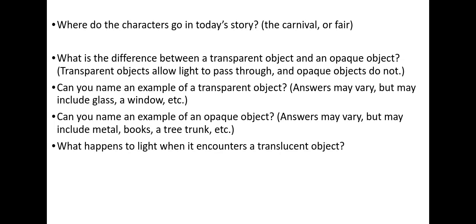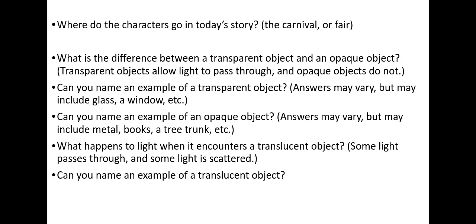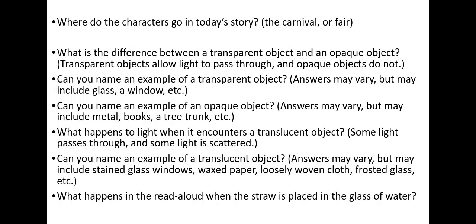What happens to light when it encounters a translucent object? Some light passes through and some light is scattered. Can you name an example of a translucent object? Something like a glass window, a stained glass window, wax paper, loosely woven cloth, frosted glass, something that you can kind of see through but not all the way through.